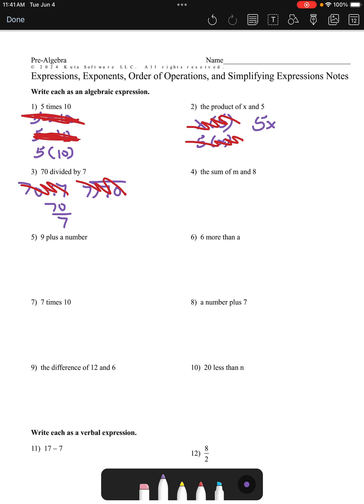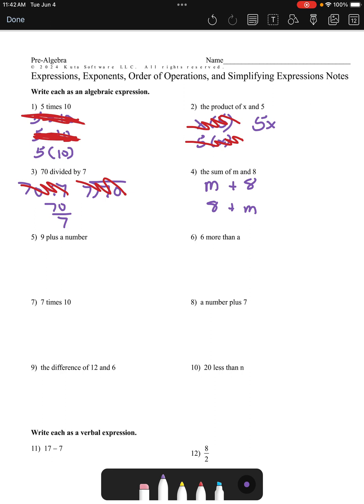Fourth example, we have the sum of m and 8. So we need to know what sum means. Sum is telling us the addition of two things. So the sum of m and 8 is m plus 8. But sum doesn't really imply an order. Because if you add two things, it doesn't matter if you add like 2 plus 4 or 4 plus 2. You get 6. So when we say the sum of two things, we're actually allowed to pick what order we put them in. Don't get used to this. Sum is a rare example.